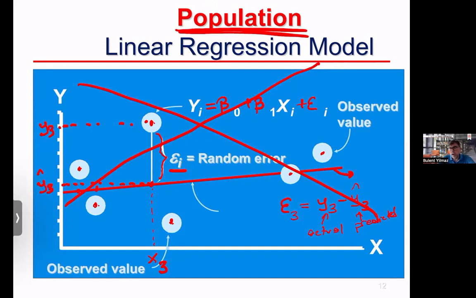Let me check. Ahmet Serdar is asking a question. Hocam, we have different points and generating the exact equation is not possible. Exactly. That's why we are using the least squares method to minimize the error. Exactly. This is what we are going to be trying to do.